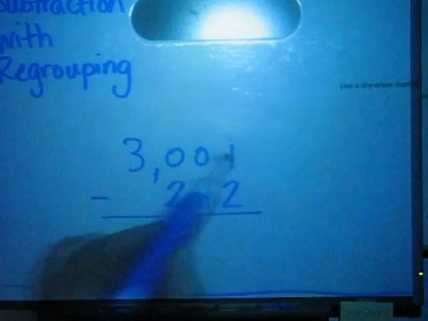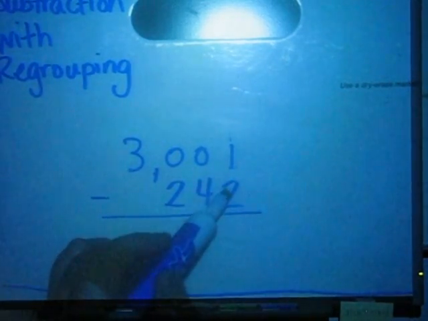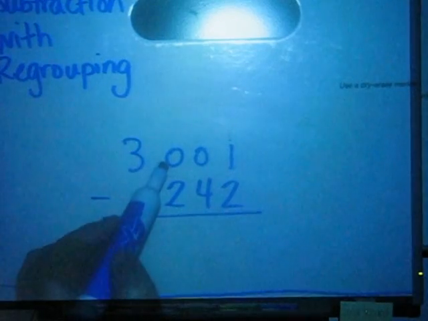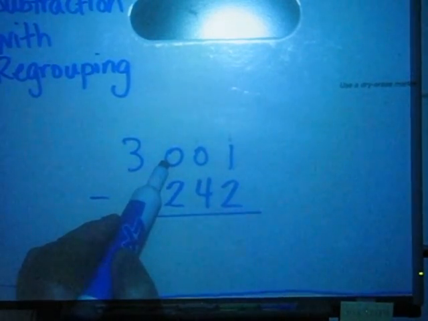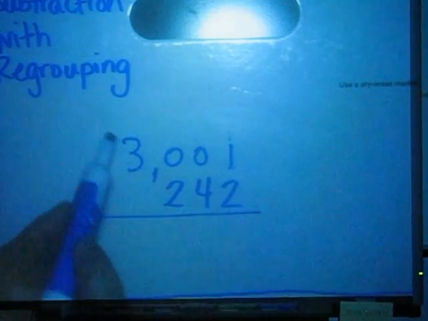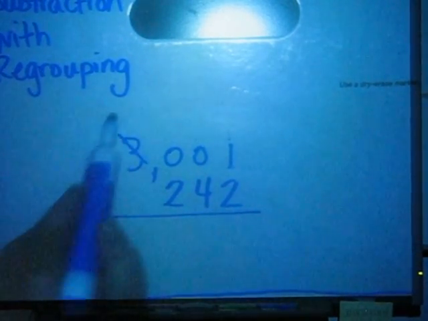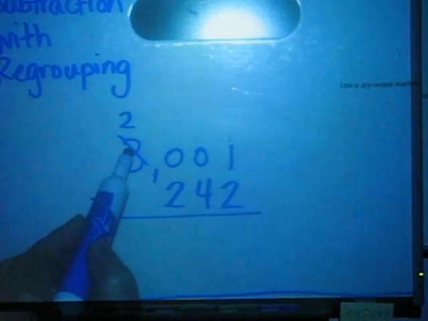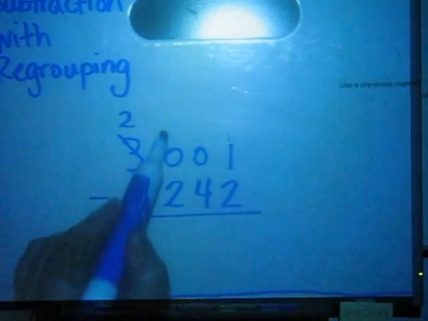Okay, so you have 1 minus 2. I can't do it. I have to go to my neighbor. Nope, there's nothing there. Can't borrow. Go to my neighbor. Nope, can't do it there. There's nothing there. Go to my last neighbor. Yep, it's a 3. I can borrow. 3 minus 1 is 2. Now, the one I borrowed has to go to the hundreds place right next to it.